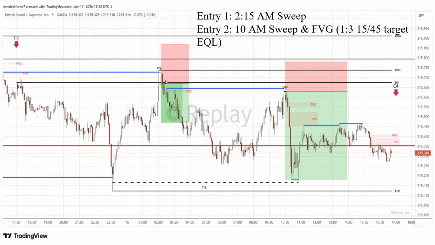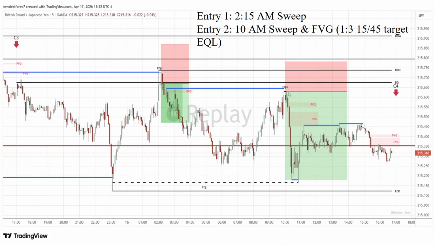First entry would have been at 2:15. No, this might be candle 3. I apologize. This is at 2:15 though. You had a sweep right here, and you also had some fair value gaps from off screen. But those things can work in tandem. But really, the sweep is all I need. Okay, I see a sweep, I'm in. So that would have been good.